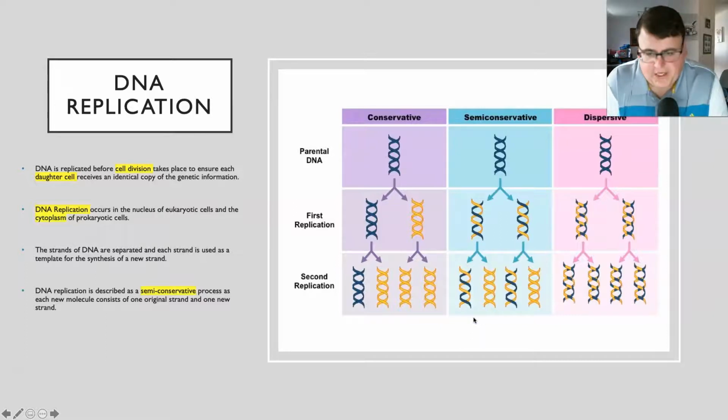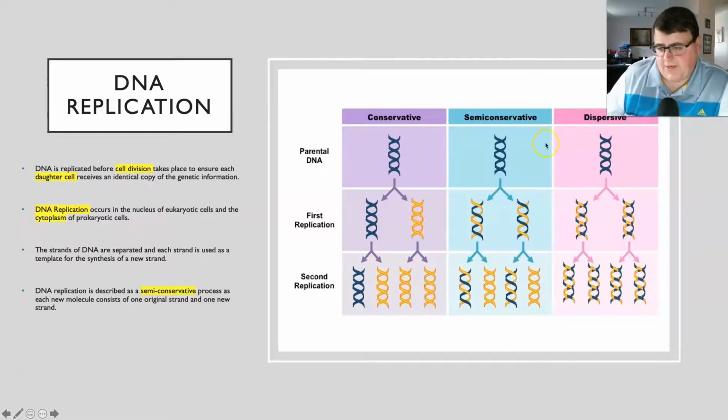So DNA replication. Now, there's three different types of replication here. These were all methods that we tested in the past to try and figure out if DNA replication was conservative, semi-conservative, or dispersive. What we came to the conclusion was that DNA is semi-conservative, and we'll talk about that in a second. Don't get too confused with conservative and dispersive. They're just there to help understand why DNA is considered semi-conservative.